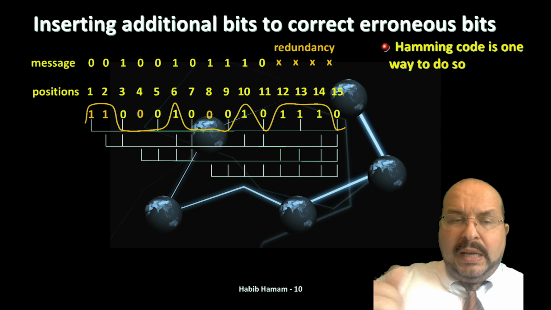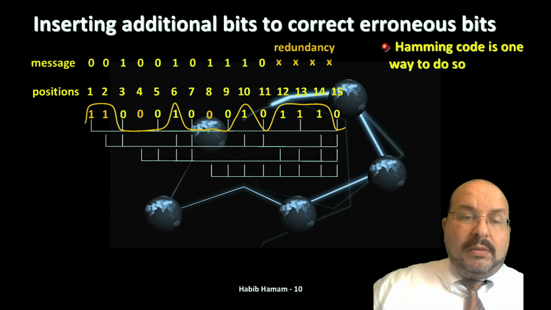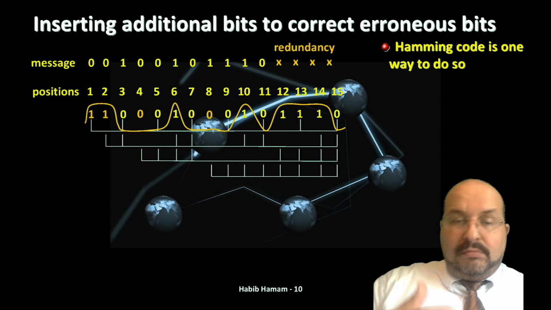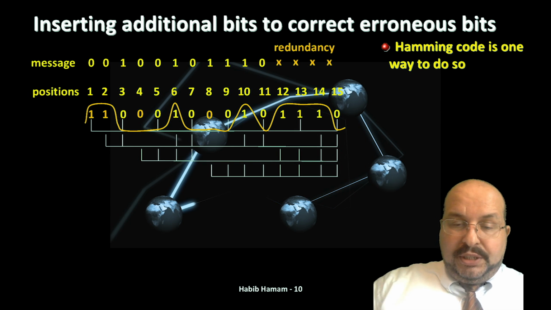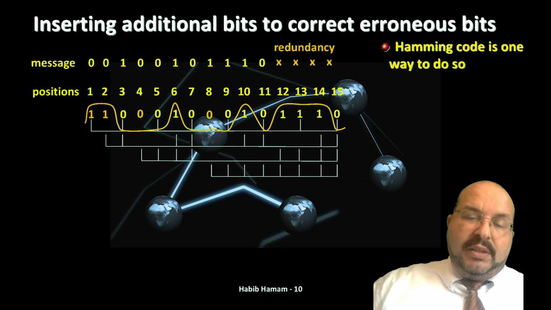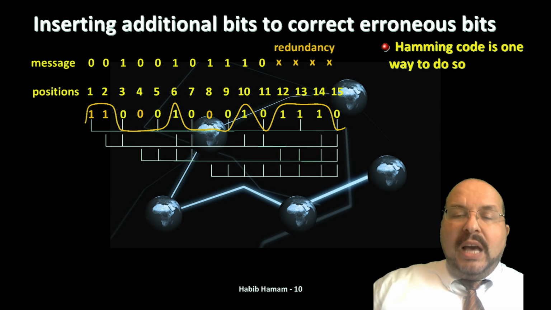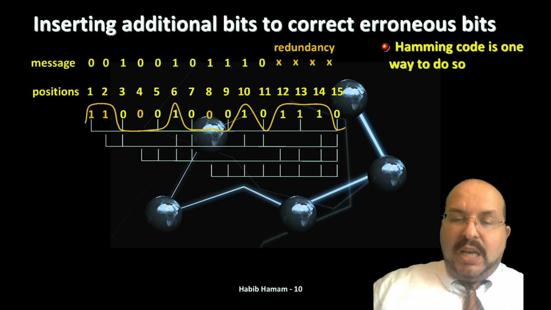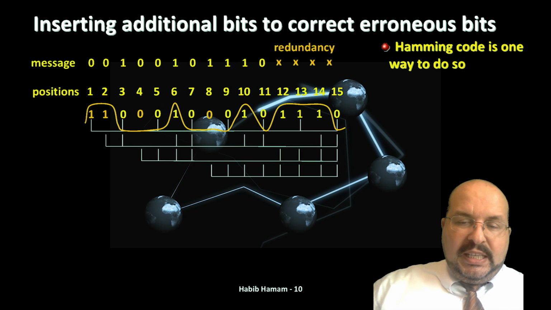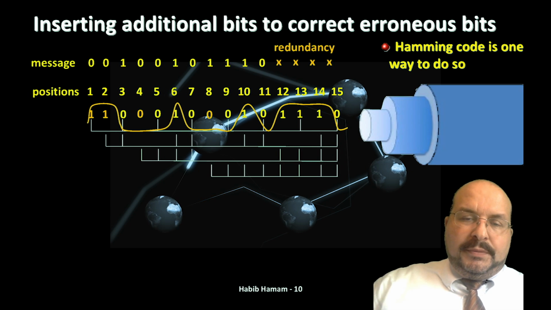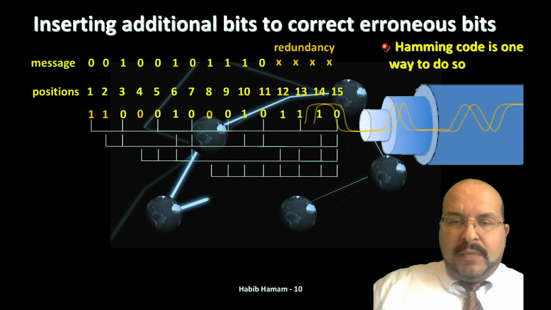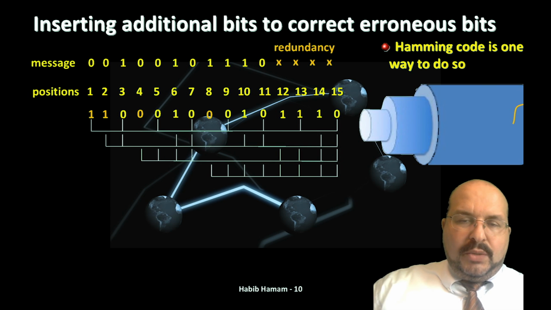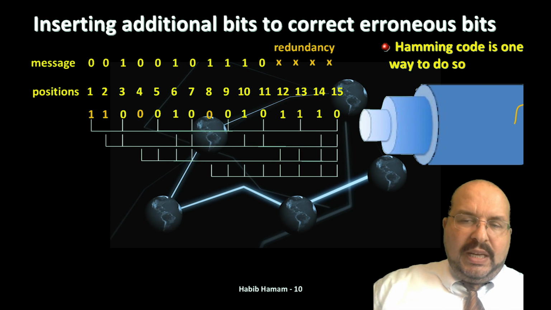So I implement a real signal, for example, light or voltage, and then send this in the channel. That's the Hamming code. It's not complicated. It's very clever. So it goes out from the other side.